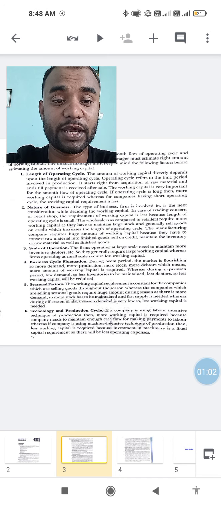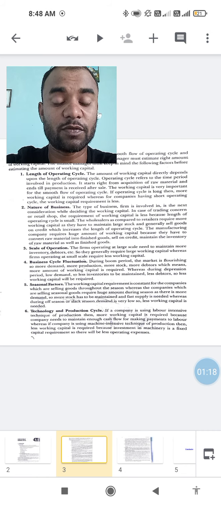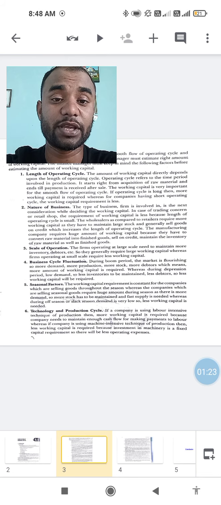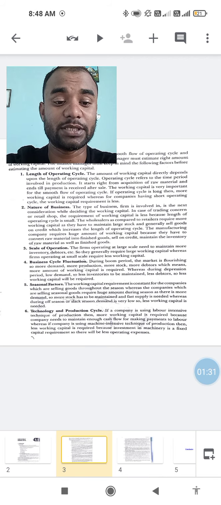The amount of working capital directly depends upon the length of operating cycle, which means the time period involved in the production. It starts right from acquisition of raw material and ends when payment is received for sale. The working capital is very important for the smooth flow of the operating cycle. Now, if the length of the operating cycle is more, then obviously the amount required for working capital will be more. If it is less, it will be less, just vice versa.